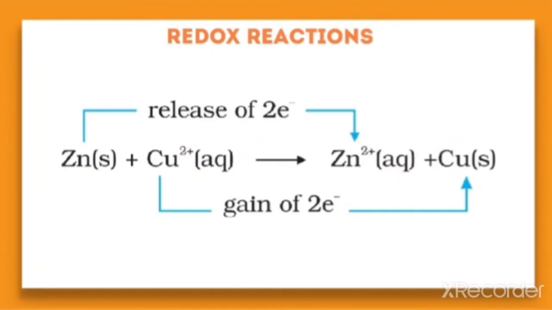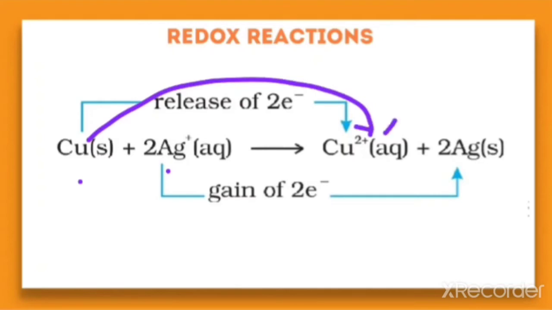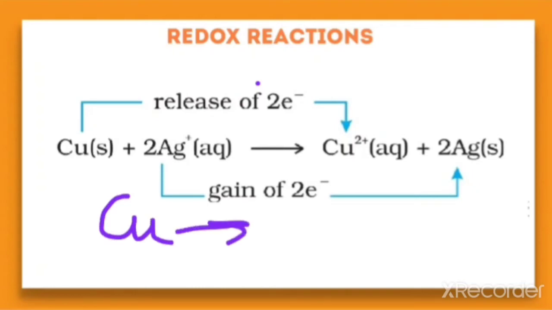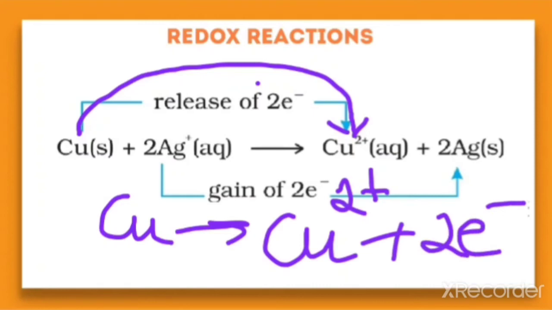Let us take one more example. That is also a displacement reaction where the copper displaces the silver ion from the solution. So here the copper is formed. Copper is giving rise to copper ion, but the silver ion is giving rise to silver. So which one is the oxidation and which one is the reduction? That is, in the first case here, there is a loss of electron. That is, Cu is giving rise to Cu2+, like this. So that is due to the loss of electrons, that is 2 electrons.